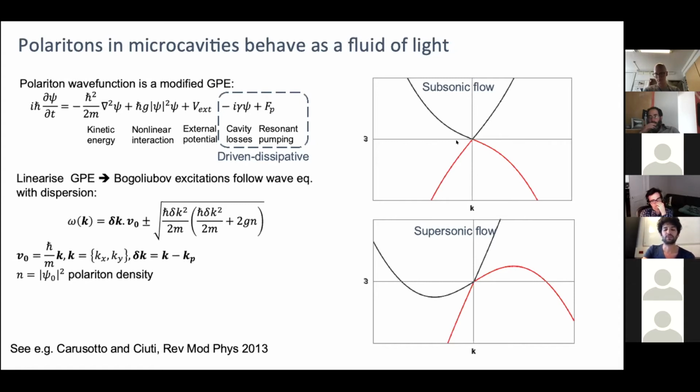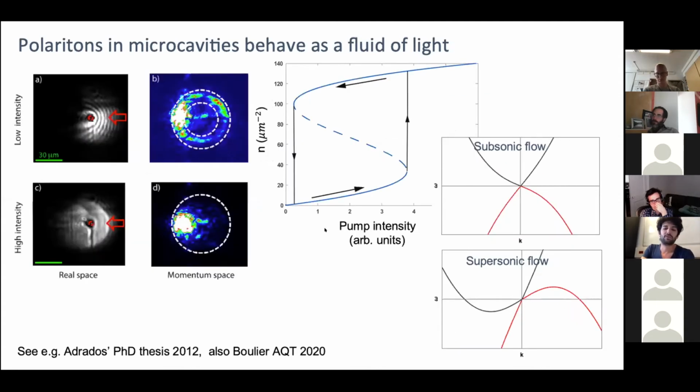So one thing that happens with the polaritons when they are going subsonically is that we can make them behave like superfluids. In fact, the polariton density, which is proportional to the square of the wave function, has a bistable relation to the intensity with which we pump the cavity. And if we work in this regime of the bistability at the upper left, we can get superfluidity.